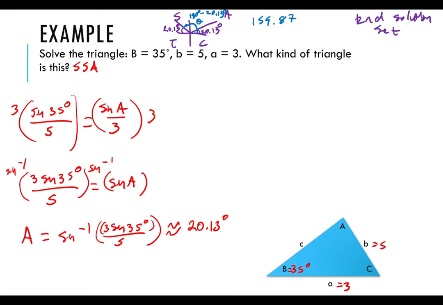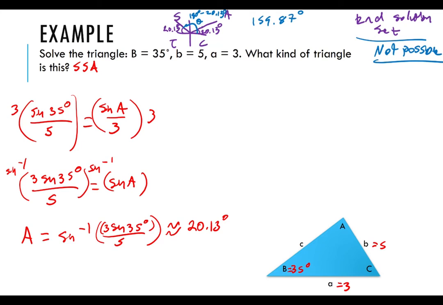And I get that that other possible angle is 159.87. Now, if that's my possibility, let's add that to 35 degrees and 20.13 and see what we get. Well, the truth is that at this point, 35 degrees plus 159.87 is going to be too large. It's not going to make a possible triangle. So right at this point, a second solution set is not possible, and we're only going to have one.